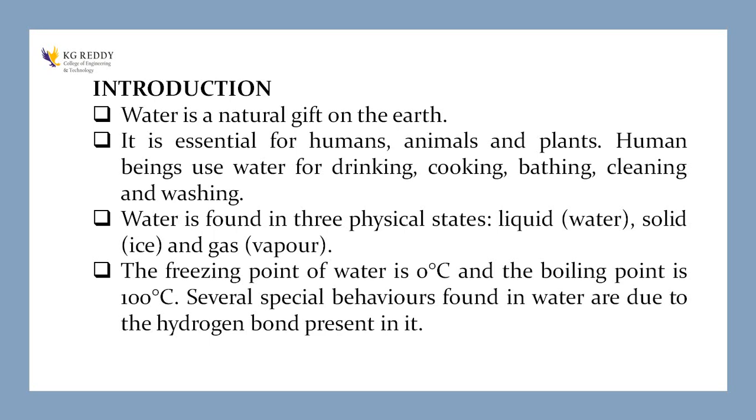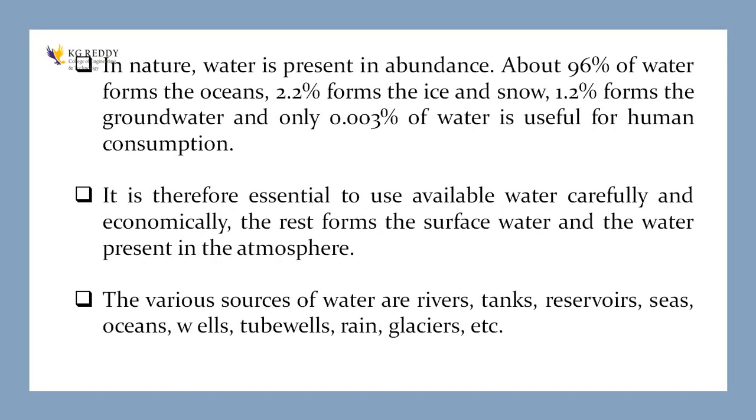Water is found in three states, that is a liquid state, solid state and vapor state. The freezing point of water is 0 degrees centigrade, and the boiling point of water is 100 degrees Celsius. Several special behaviors found in water are due to hydrogen bonding present in it. In nature, water is present in abundance. About 96% of water forms the ocean, 2.2% forms ice and snow, and 1.2% forms the groundwater.